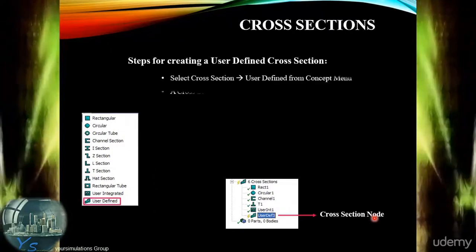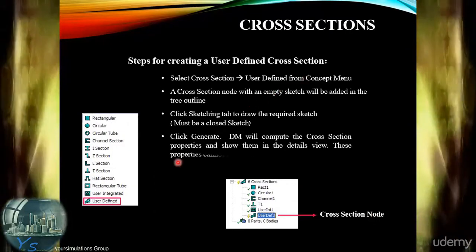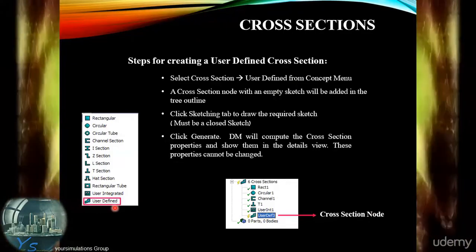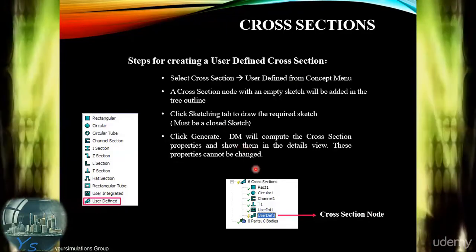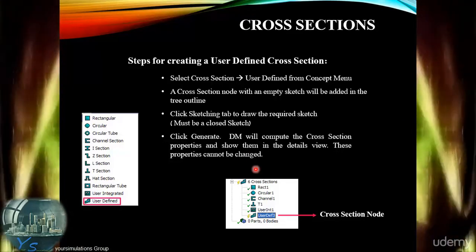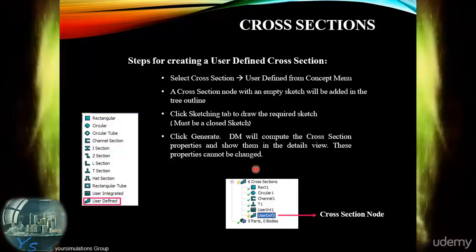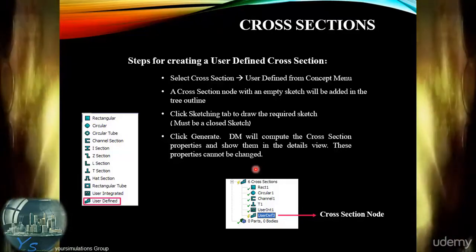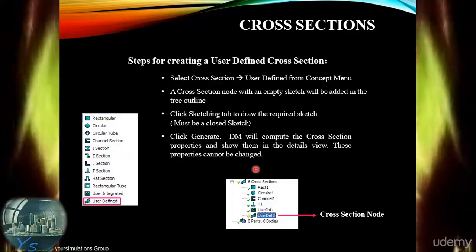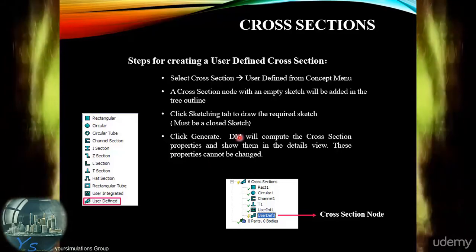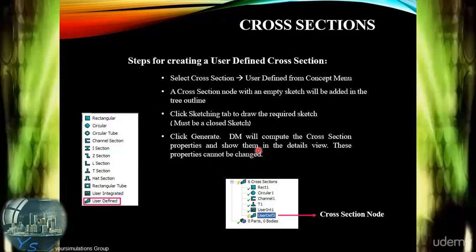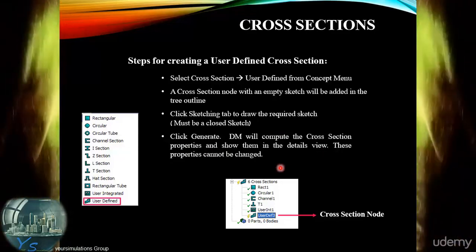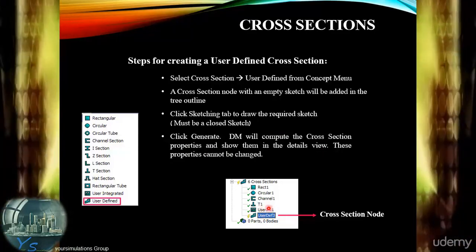In addition, we can also create a user-defined cross-section from the concept menu, which is the last item listed in the cross-section types. A node with an empty sketch will be added to the outline tree, and we can click the sketch tab in order to draw the required sketch, but of course this sketch must be a closed sketch in order for it to perform the necessary calculations. And once we click generate, Design Modeler will then compute the cross-section properties, and the properties after that creation can no longer be changed, but then we can assign them to a line body following that operation.